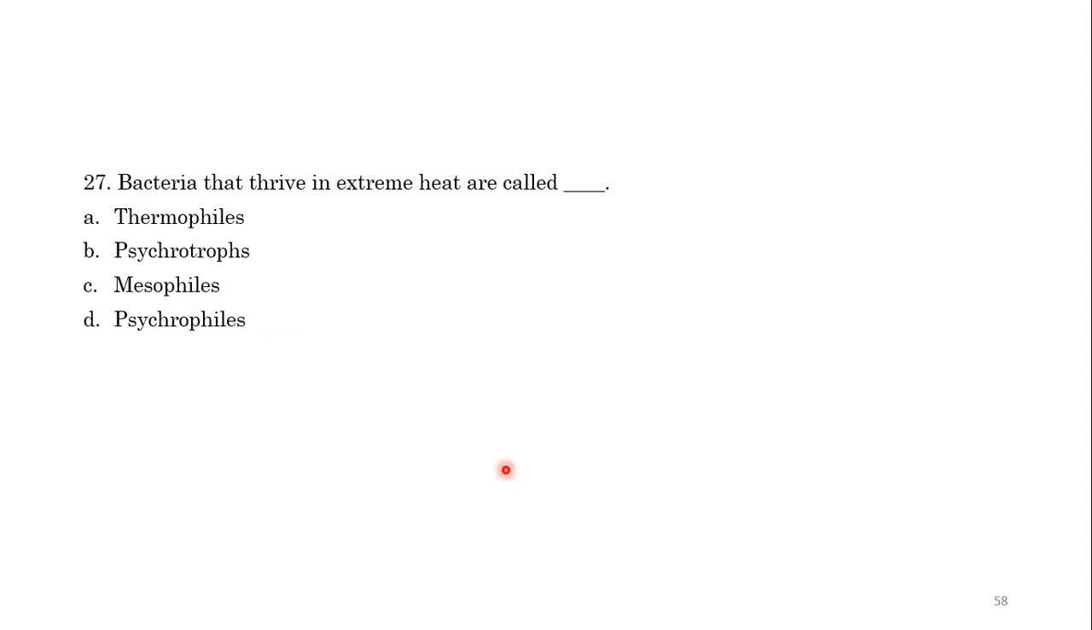Number 27, bacteria that thrive in extreme heat are called what? A, thermophiles, B, psychrotrophs, C, mesophiles, D, psychrophiles. The correct answer is letter A, thermophiles. From the prefix thermo, which means heat. Number 27, letter A.